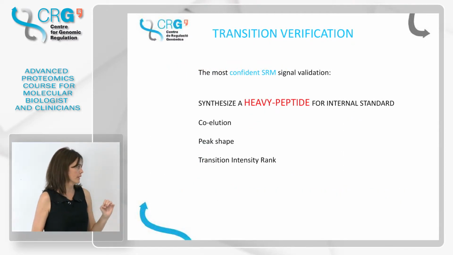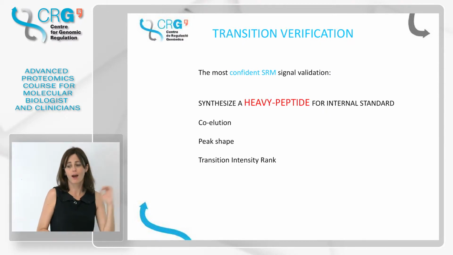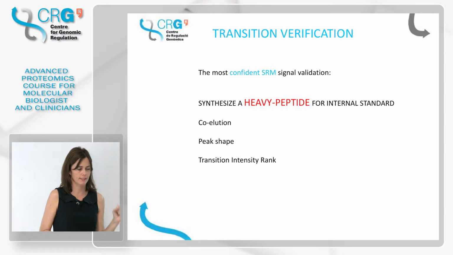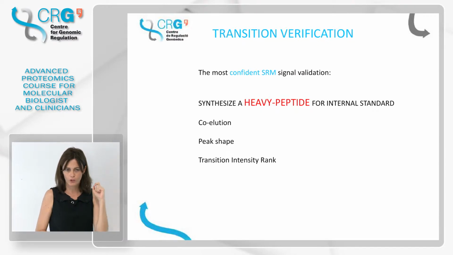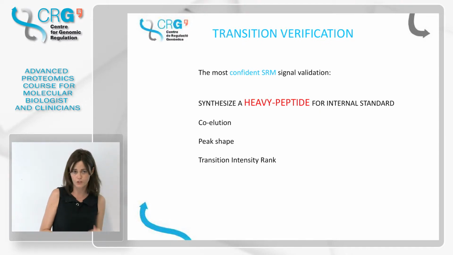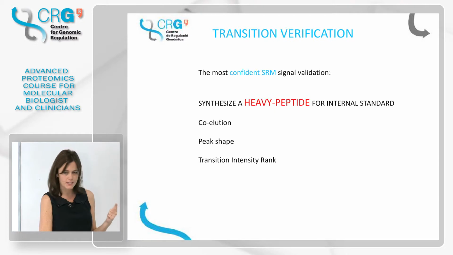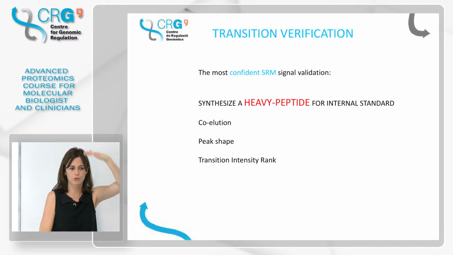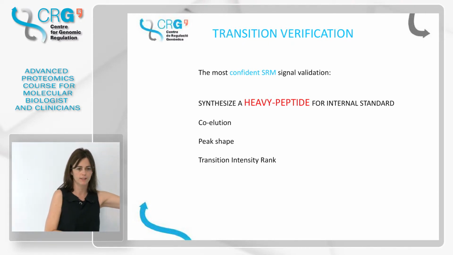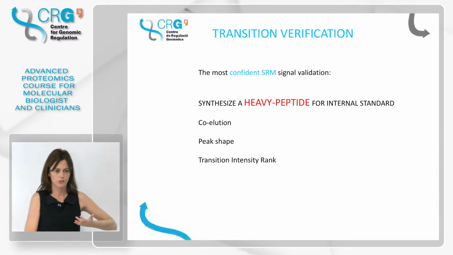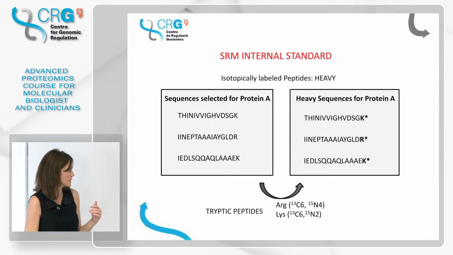So the most confident SRM signal validation is adding your heavy peptide inside the sample. Extremely important to keep in mind. Your same peptide with some heavy amino acids is going to behave just as your peptide in the chromatography and in the mass spectrometer. Okay, so it's going to coelute, have the same peak shape, have the same rank of transitions, or of those different intensities that we were seeing of the fragments. It is going to behave just as your peptide. So it's your best standard, always.